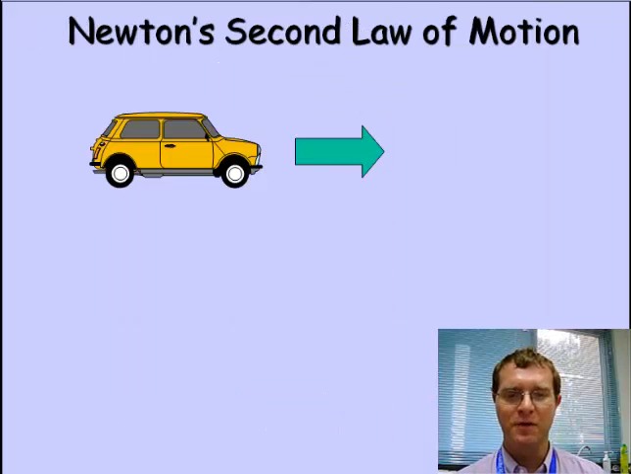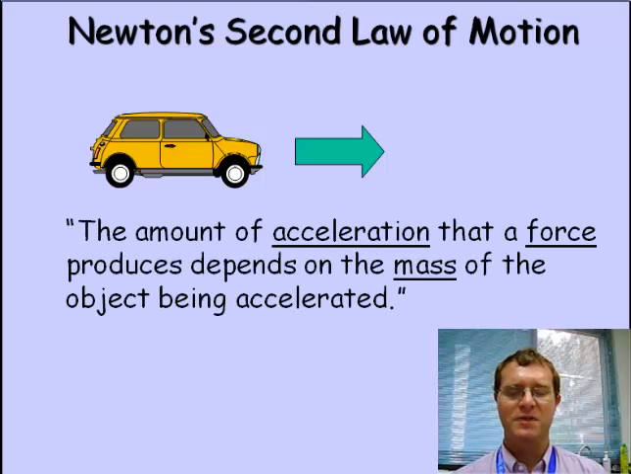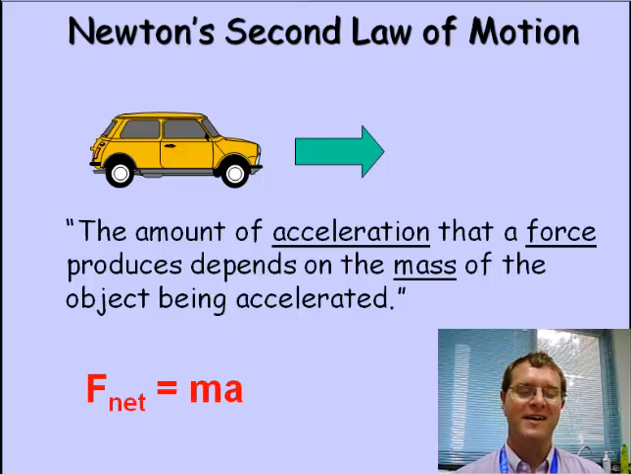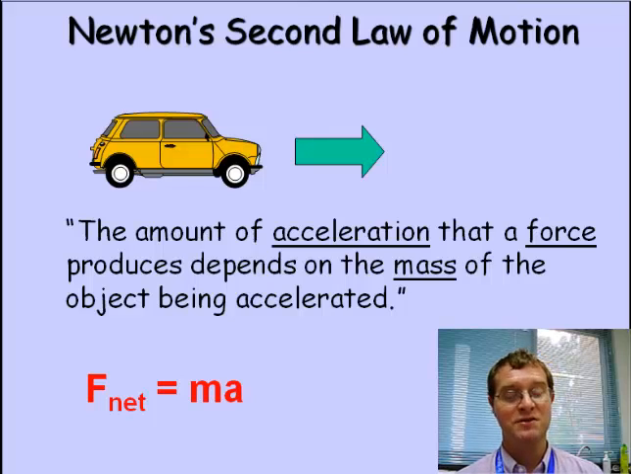So Newton's second law of motion could be described as: the amount of acceleration that a force produces depends on the mass of the object being accelerated. This is more commonly recognised as the formula: the net force equals the mass times acceleration. So the resultant force equals the mass of the object times the acceleration. Using this formula, if we know the forces acting on an object and we know the mass, we can in turn also calculate the acceleration.